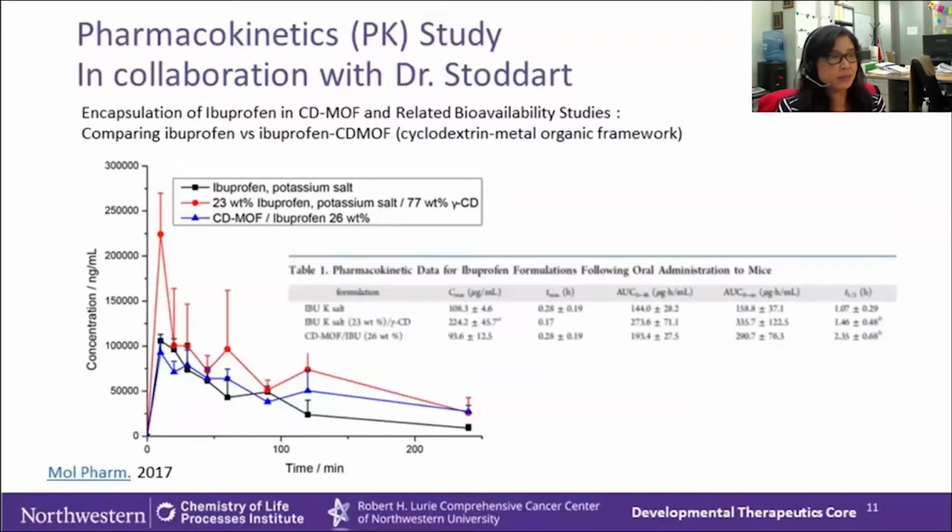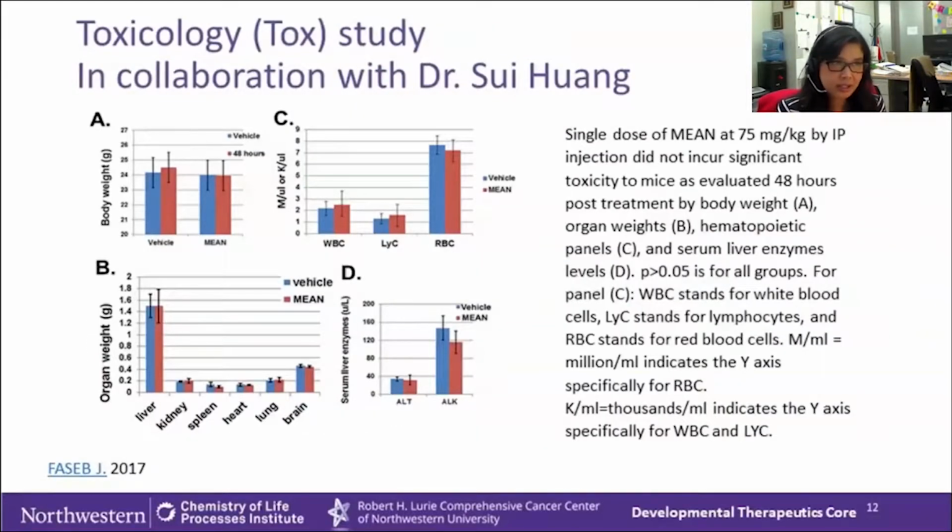The second slide provides an example of a toxicology study in collaboration with Dr. Sui Huang. In this case, we work with a small compound named MIN, which is a derivative of aminomulfide, a drug that is very toxic but very good for treatment of hepatocellular carcinoma. In this figure, we're testing this drug at 75 mg per kg via IP, and we evaluate the mice within 48 hours. I mean, basically, we euthanize them.